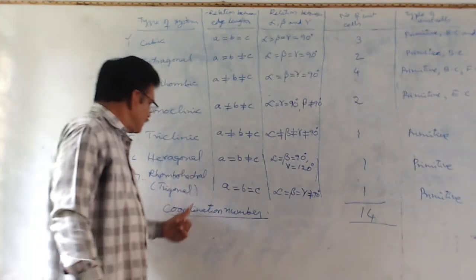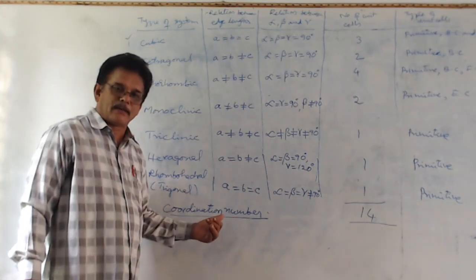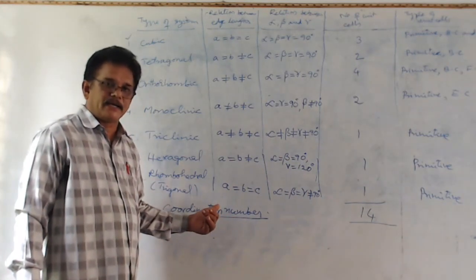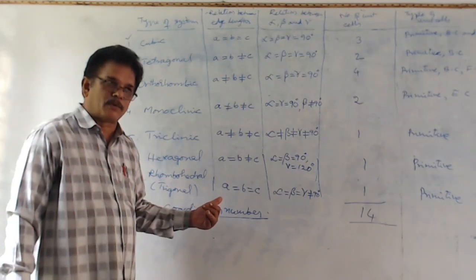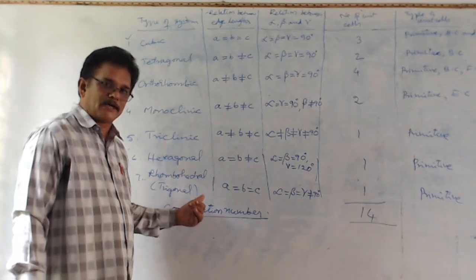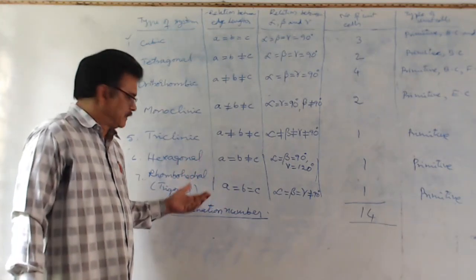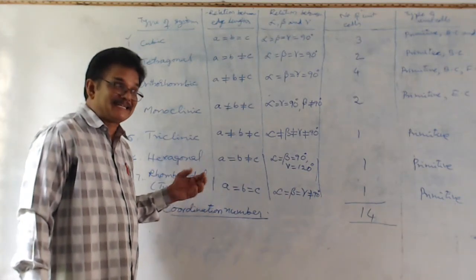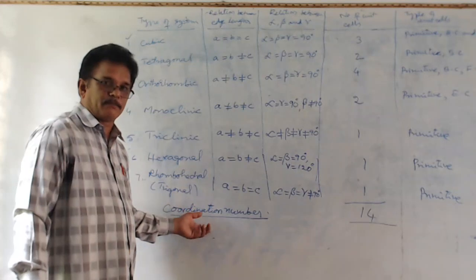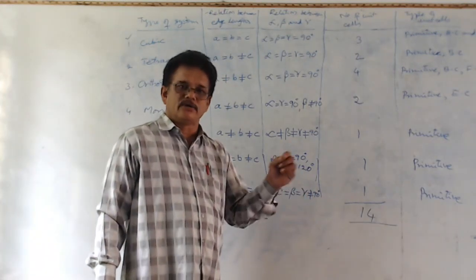Then, how can we calculate a coordination number? This coordination number can be calculated by R small by R large, radius of small ion by radius of large ion. And the range of this R small by R large decides the coordination number, and that coordination number decides the shape of a unit cell.